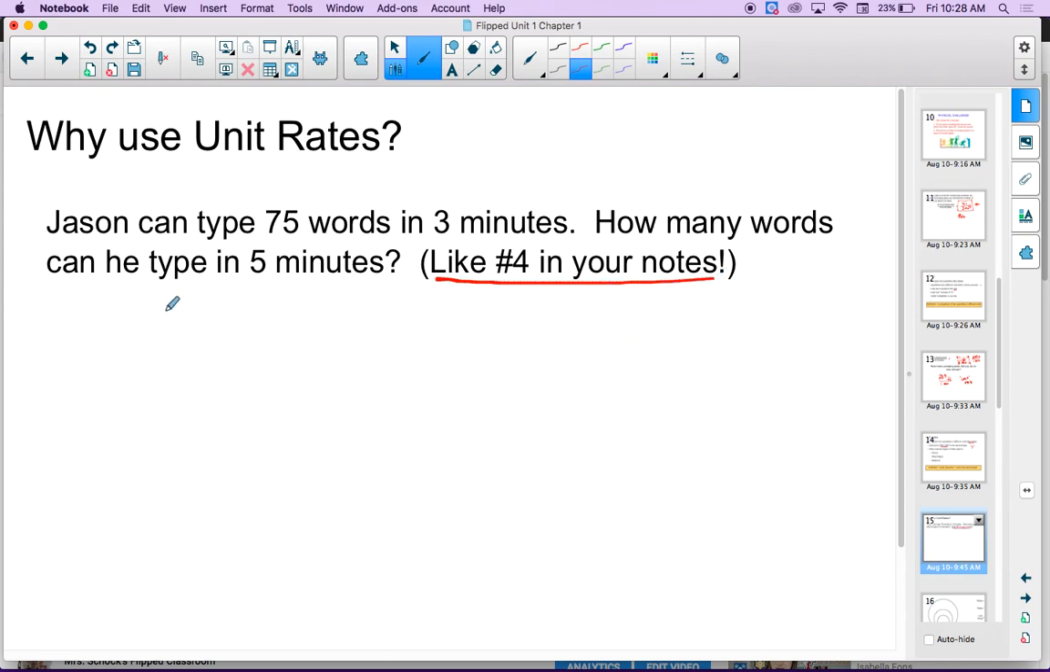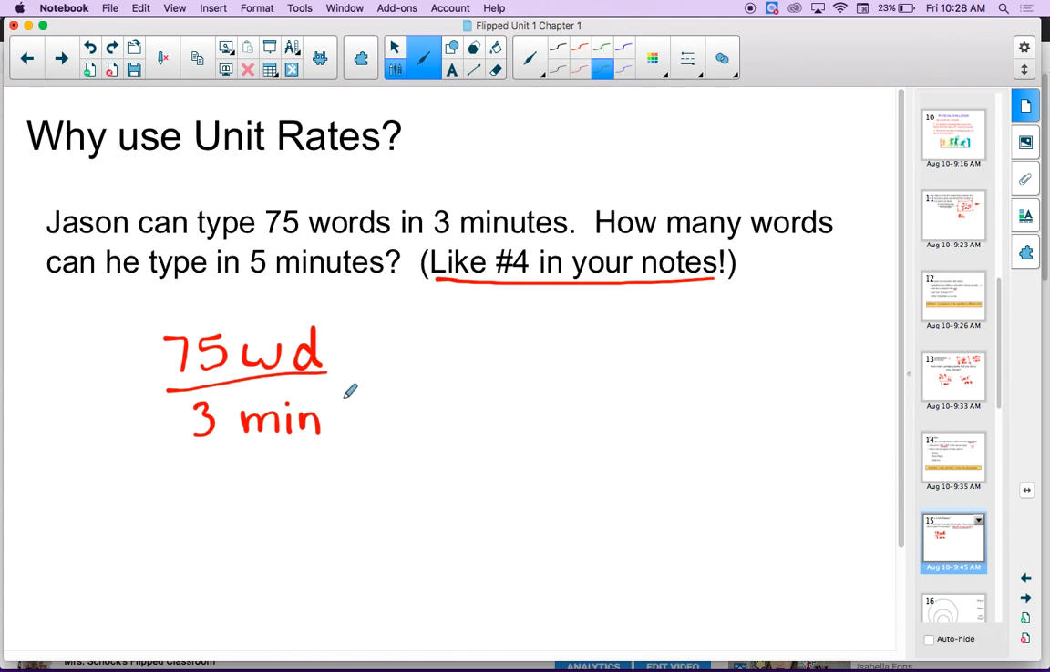Okay, so Jason can type 75 words in 3 minutes. We can write that as a rate. Words in the numerator, minutes in the denominator. We always want to put our time in the bottom. Okay, time in the bottom. So it asks us, how many words can he type in 5 minutes? Well, first thing we want to know is how many words can he type in 1 minute?